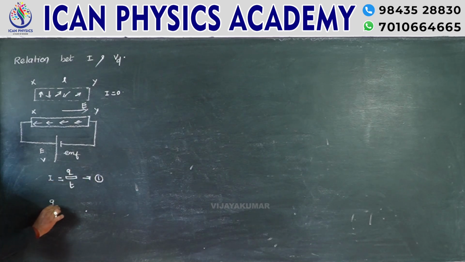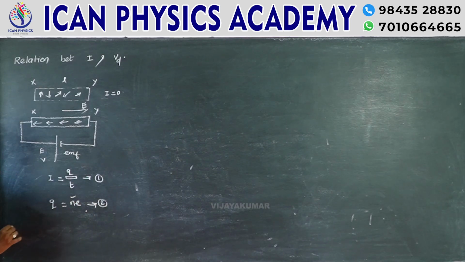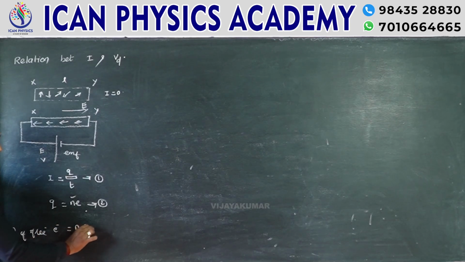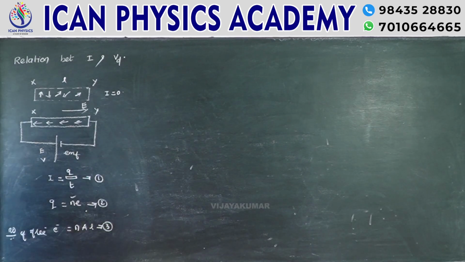So what is Q? In the first lesson itself we know the quantization of charges. So Q equal to NE. This is equation number 2. What is N? N is the number of free electrons. So how many free electrons? N number of electrons in A area of length L. Now it's taken as equation number 3.